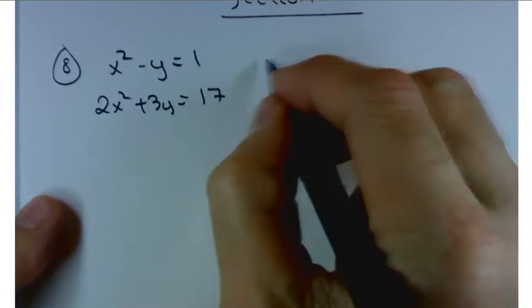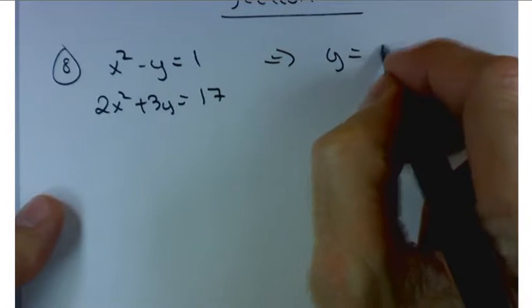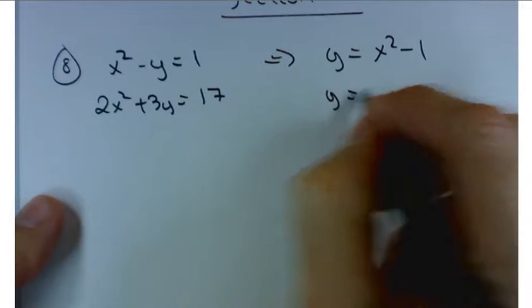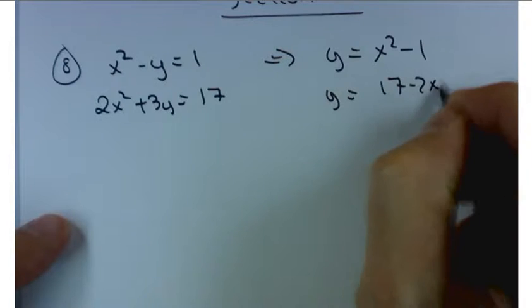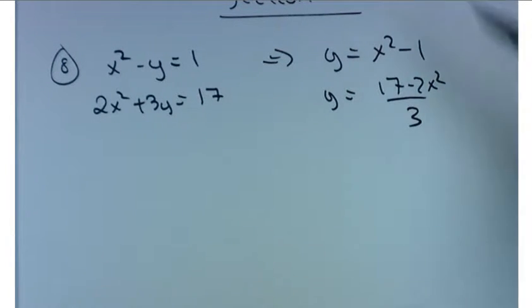Now, in any case, if you wanted to graph this on your graphing calculator, you'd have to solve for y. So in the first case, it would be y equals x squared minus 1. In the second case, it would be y equals 17 minus 2x squared, divided by 3. So it's not going to look pretty either way, but can you tell me what the general shape of these things is going to be? Yeah, they're both going to be parabolas.